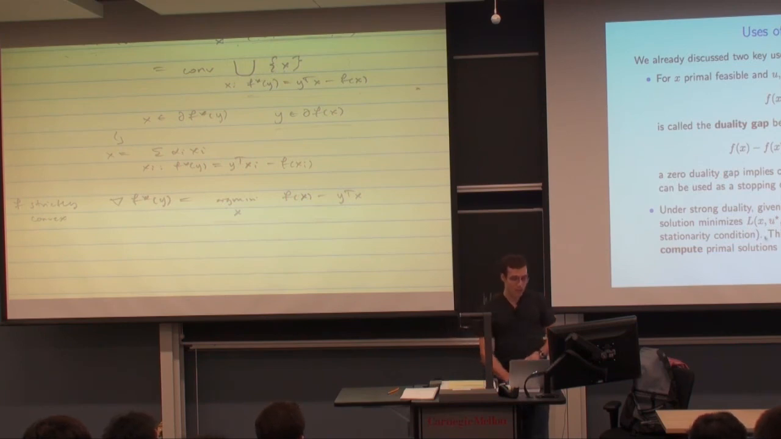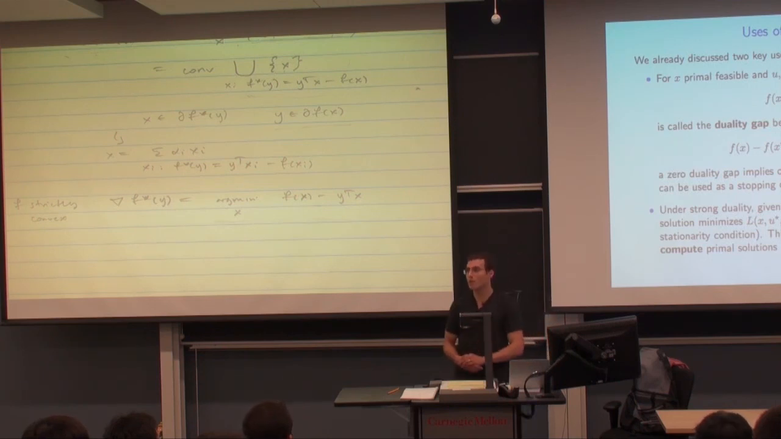If there happens to be only one minimizer of the Lagrangian at U star V star, then it is the primal solution, right? So that's another very nice case. So we can solve the primal problem from dual solutions. And if the dual happens to be a lot easier computationally, that's a really big advantage. Other questions?